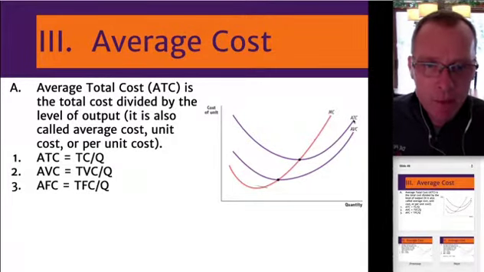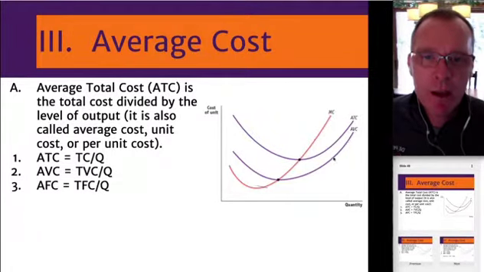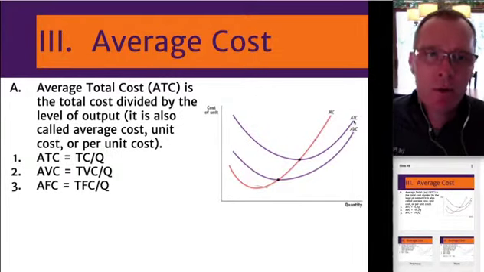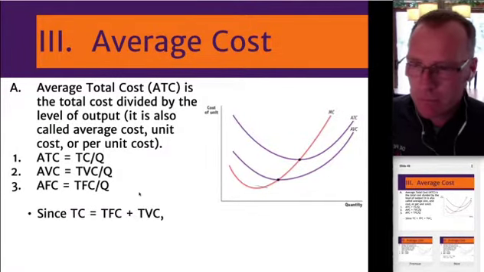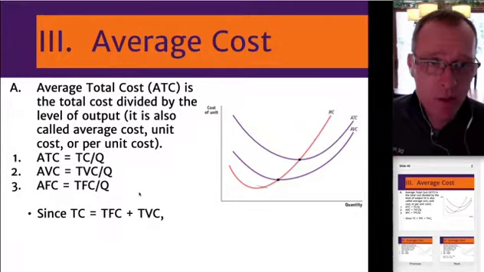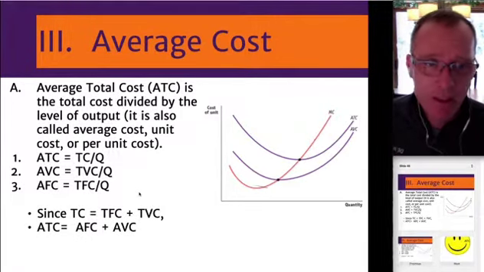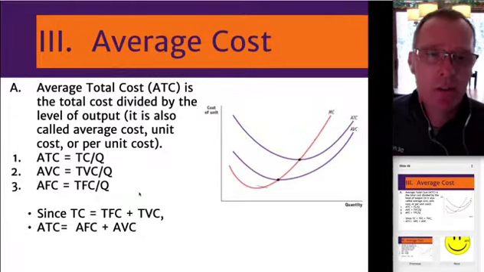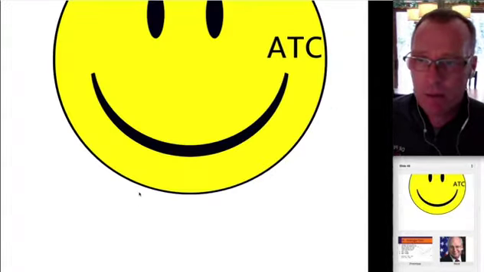The difference between my average total cost and my average variable cost is my average fixed cost, which is why my average variable cost is going to creep up on my total, but it's never really going to touch it. It's going to get super close as my total fixed costs get averaged into nothing. My total costs then are my total fixed cost plus my total variable cost. Therefore, my average total cost is simply my average fixed cost plus my average variable cost.